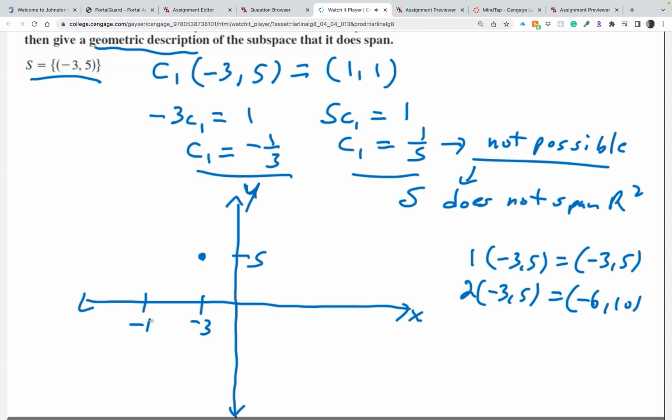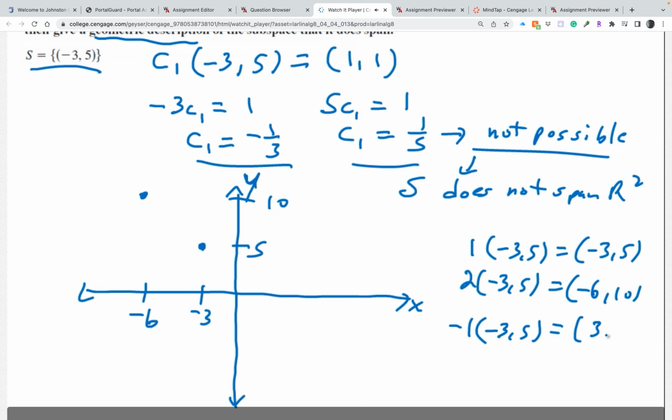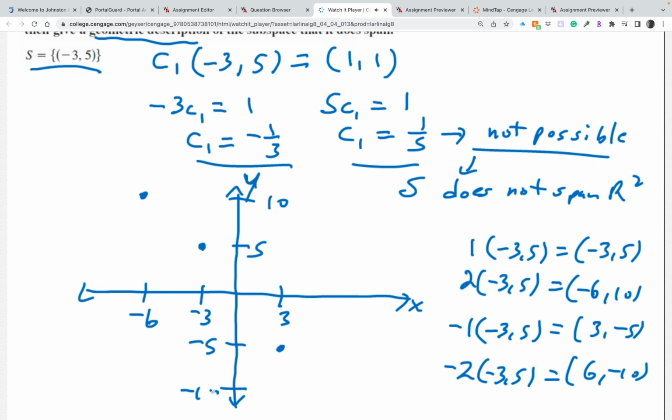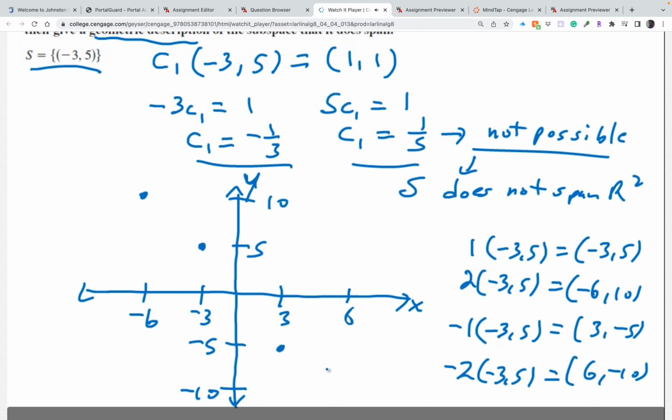which will be somewhere over here. And then if we were to look at -1 times the vector, we would get 3, -5, which would be somewhere down here. And then -2 times the vector would give us 6, -10, which would give us something somewhere around here.